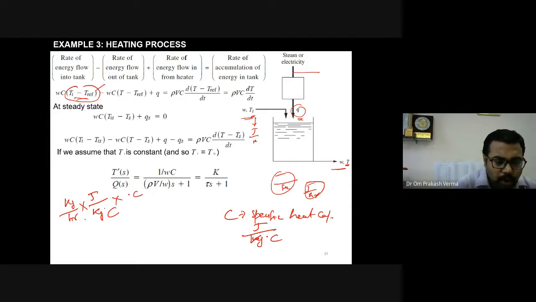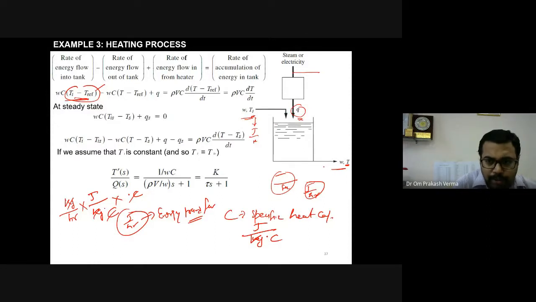Then if you solve this, it will provide joule per hour. So this represents the energy transfer. W C (Ti minus T reference), whatever this is, is the in, minus W C (T minus T reference), which is the out, plus whatever is entering from Q. This is heat also, and this heat again represents joule per hour or joule per second. And then whatever accumulation is done in the tank, that rate we are going to represent here.